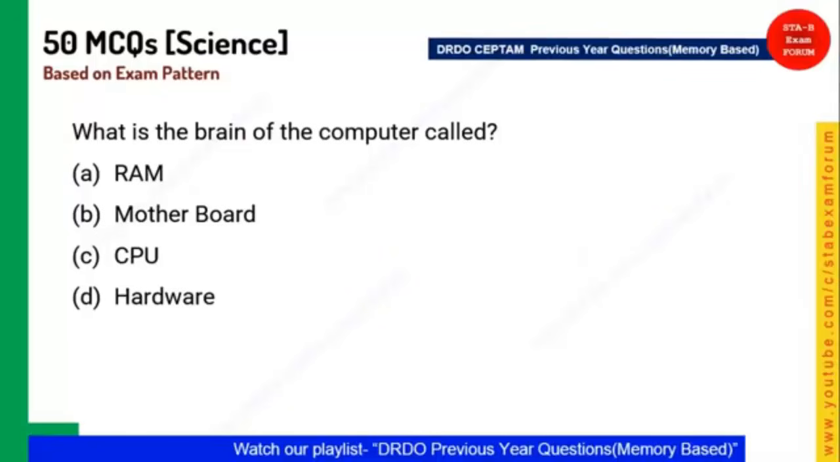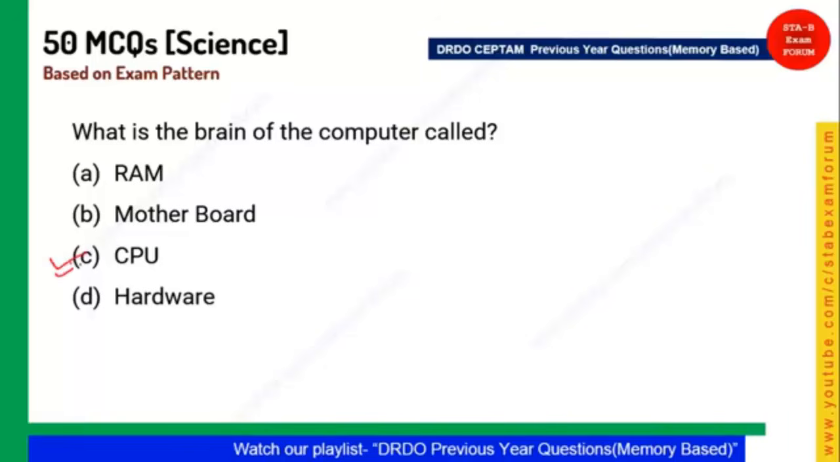A very simple one. What is the brain of the computer called? Student, all of you know the brain of the computer is called the CPU, and those who don't know, just have a look at the block diagram. This is your CPU, this is your input device, this is your output device. This box, this brain, is called the CPU. It is not the motherboard, student. RAM will be inside your computer.